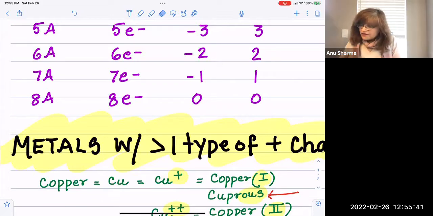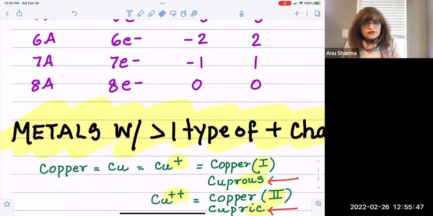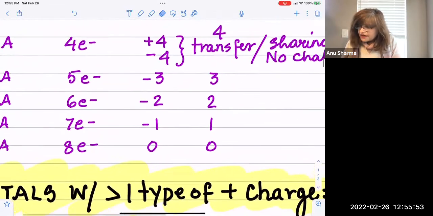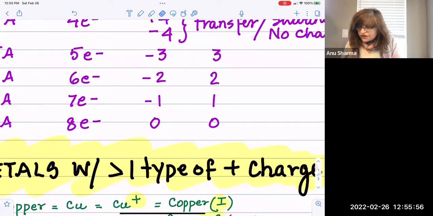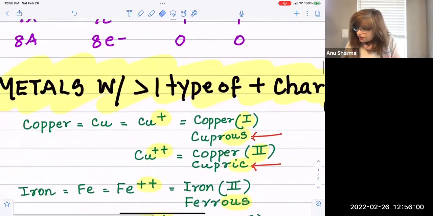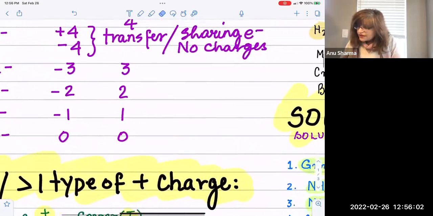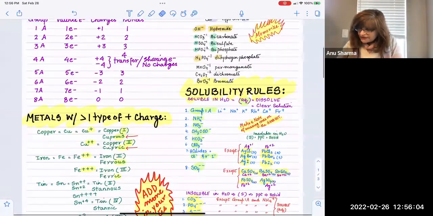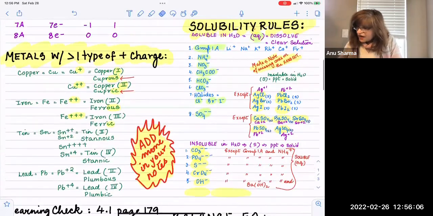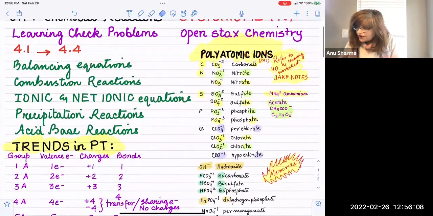Group 6A, 6 valence electrons, -2 charge, and will only make 2 bonds. 7A, 7 valence electrons, -1 charge, and 8A, 8 valence electrons, and no charges. So depending upon it: 3 charges, 3 bonds; 2 charges, 2 bonds; 1 charge, 1 bond; and no charge, no bond. Okay, so that's one piece right here. Next is which of these elements can form more than one charge, we already discussed that. Next is the polyatomic ions.